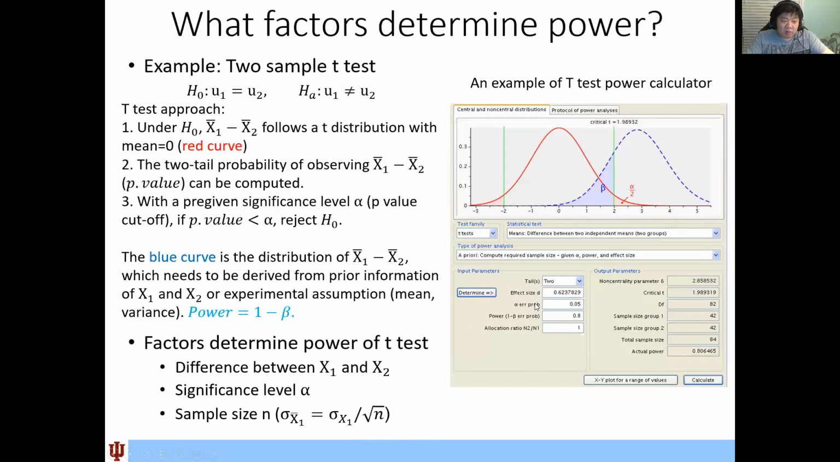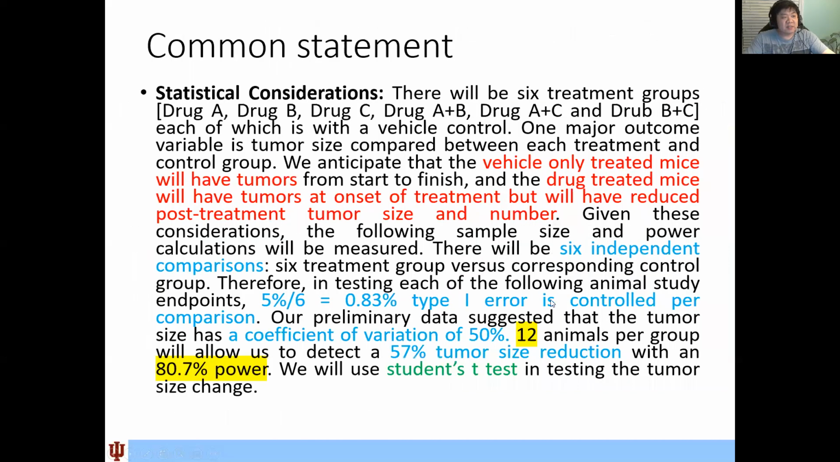But normally when we do the power calculation, the statistical significance is fixed, and our prior knowledge of x1 and x2 is fixed. So we will have the sample size n varied, and with the sample size n varied, we can determine the power. And vice versa, with the power varied, we can determine n. So this is a common statement of the statistical considerations that biostatisticians make for power and sample size calculation.